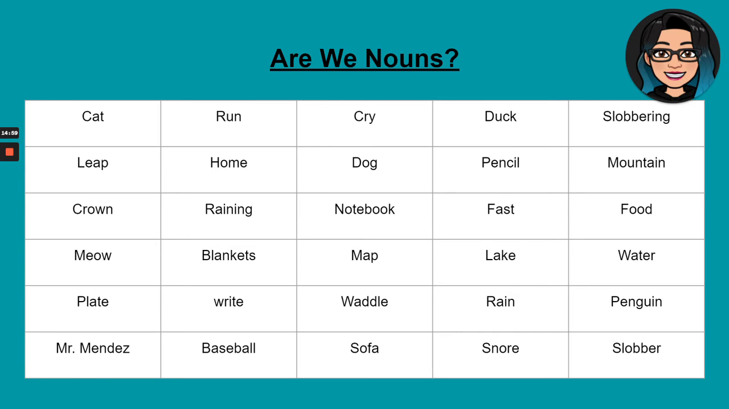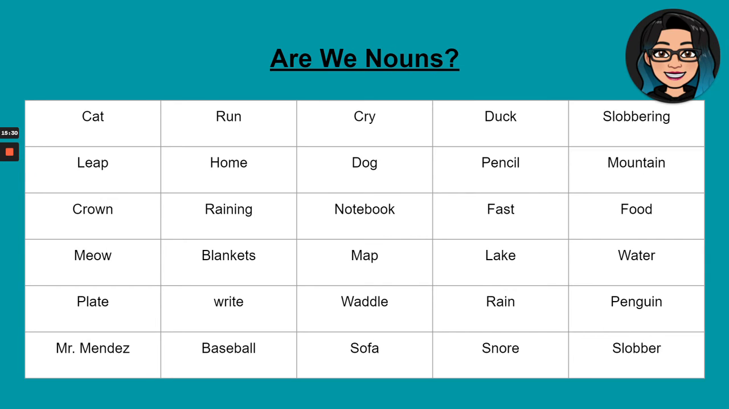And now we have food, what we eat every day. And water, also what you should be having every day. Okay, for the last two words, we have penguin, like we were talking about earlier when they waddle, and slobber, what's hanging down off of your dog's mouth after they drink that water.